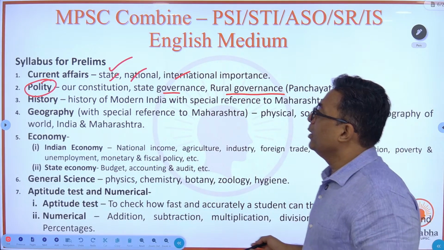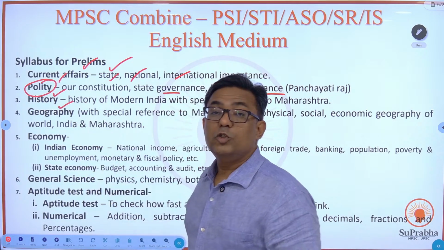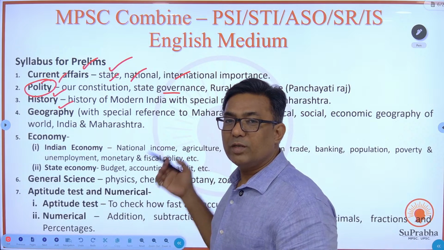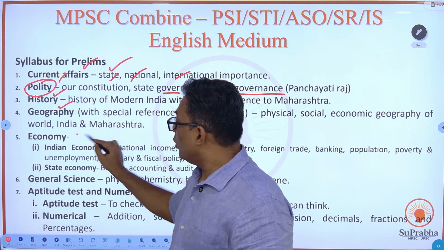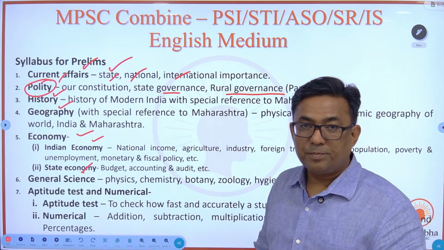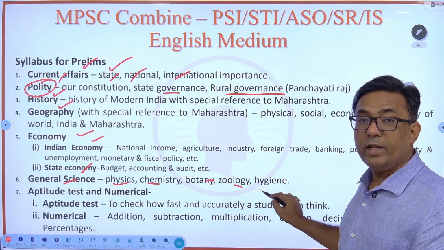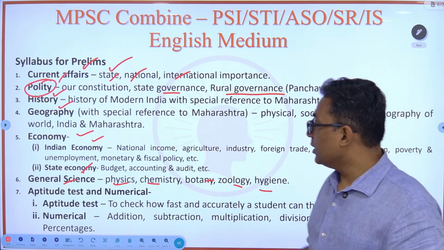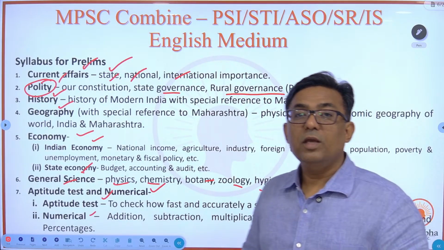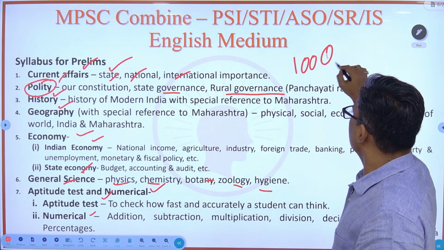Going ahead, for prelims, you have current affairs, polity, history, and geography of India and Maharashtra. A little bit of reference to the world is also asked, but mostly it is India and Maharashtra. Economy: you have Indian economy as well as the economy of Maharashtra. You have general science, wherein you have physics, chemistry, botany, zoology, and hygiene. And finally, you have aptitude test and numerical ability. These are the topics on which they are going to ask you 100 questions.